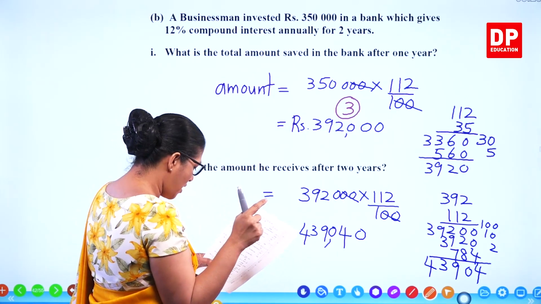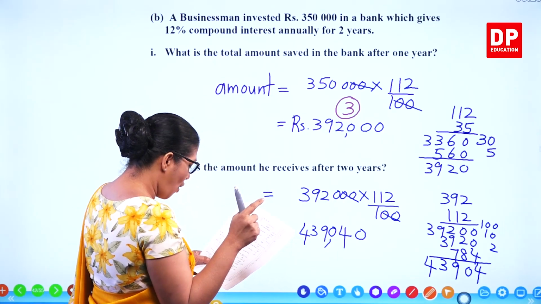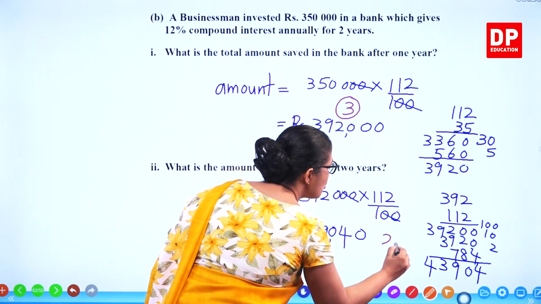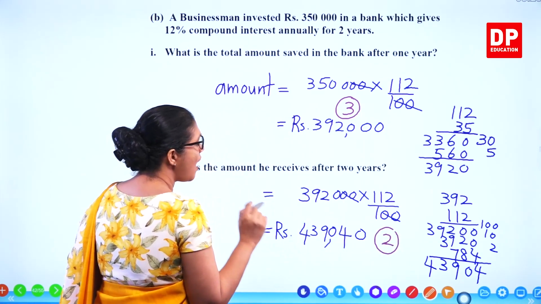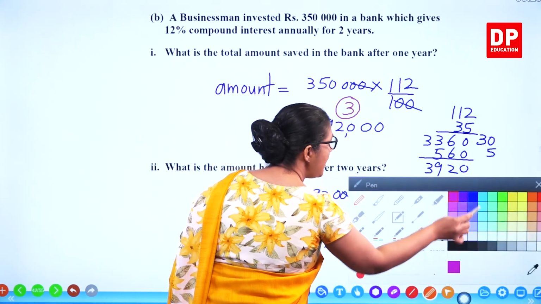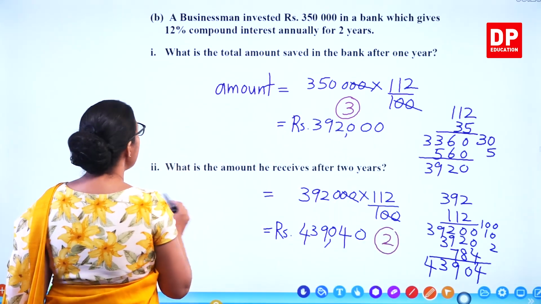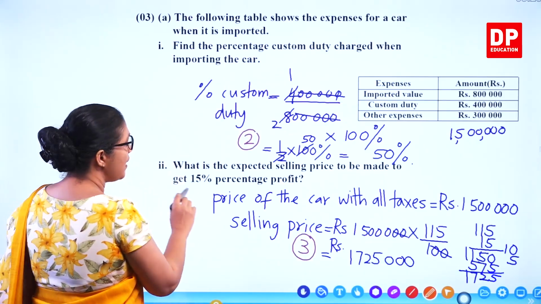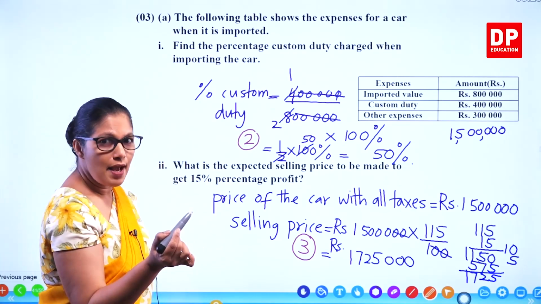Then the second part, 43940, you get 2 marks. So we'll see how many marks already given. 5 here in part B and 5 marks in part A.